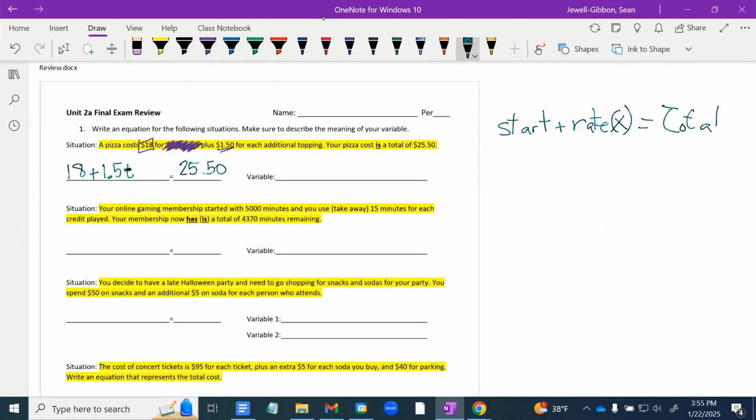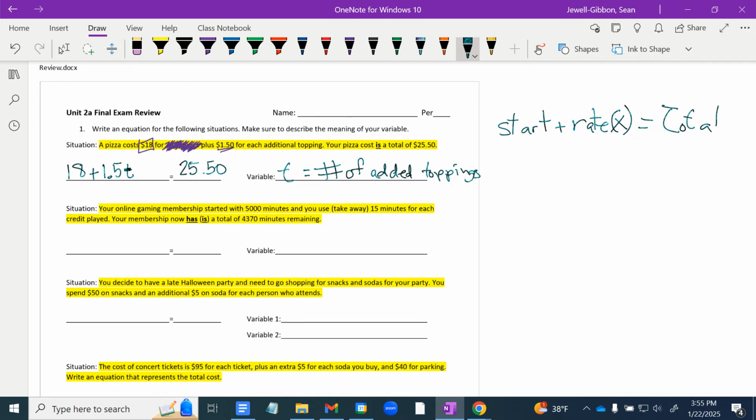All right, then here it just wants to define our variable, and that's going to be t, the number. This is just the symbol that represents the number of additional toppings. Okay, so just the number of additional or added toppings.